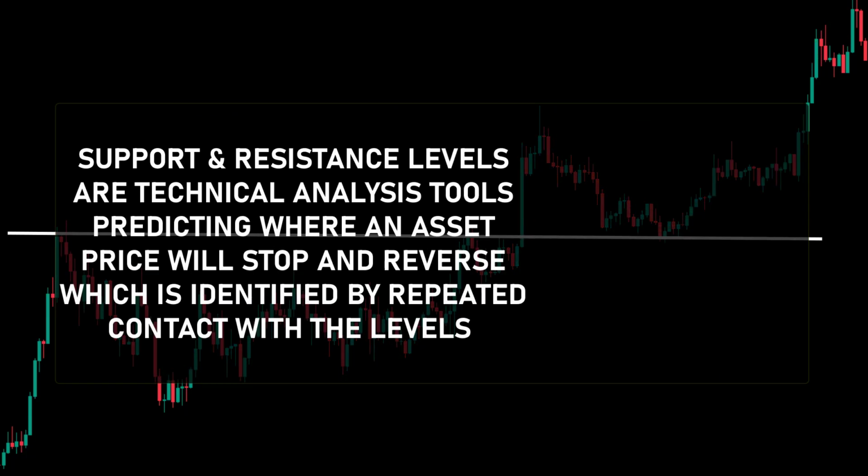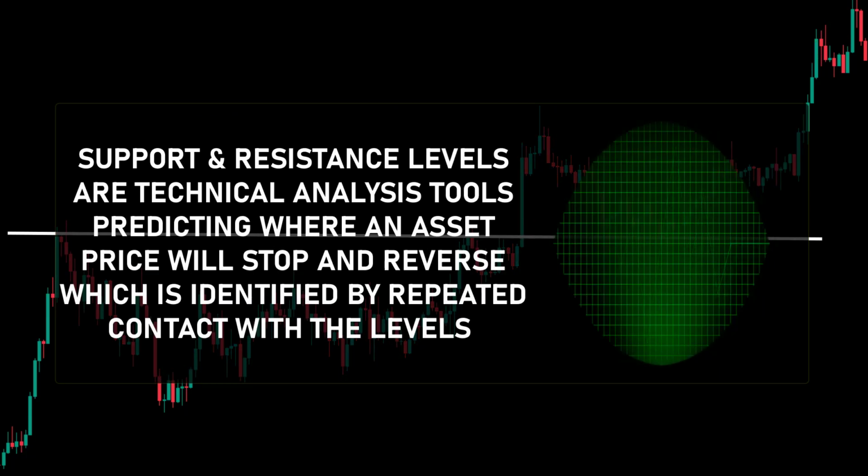A pro tip: support and resistance levels are technical analysis tools predicting where an asset's price will tend to stop and reverse. These levels are identified by repeated contacts of the support and resistance area, frequently accompanied by high volume. Moving on to the next one.